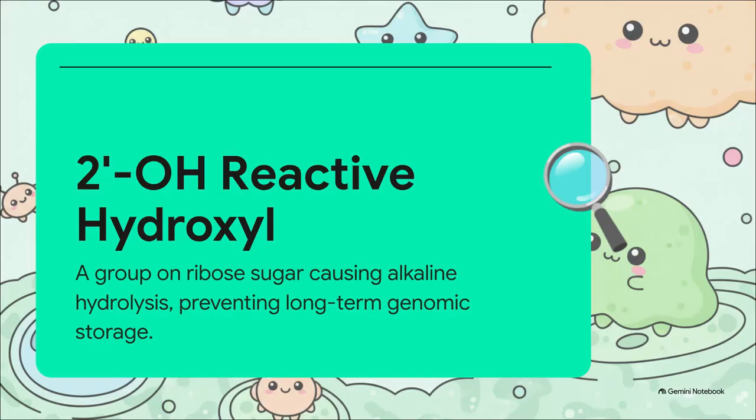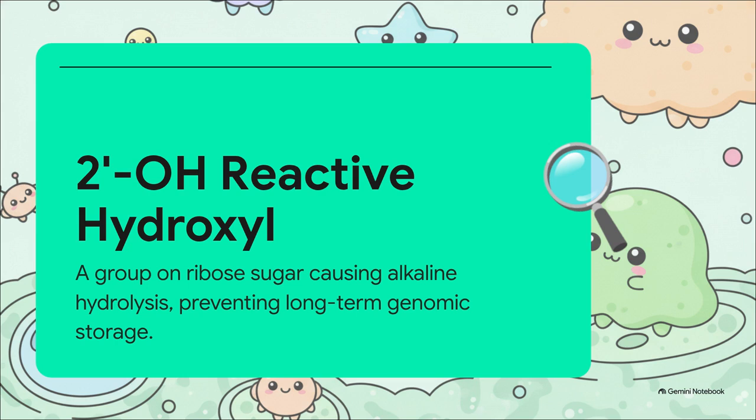So zooming in even closer, we find this tiny chemical detail that literally changes absolutely everything. I'm talking about the 2'OH, or reactive hydroxyl group, that's attached to the ribose sugar. Now you might be wondering, why does one single oxygen and hydrogen atom matter so much? Well, because this specific group makes RNA significantly more prone to a process called alkaline hydrolysis. It basically acts like a built-in molecular self-destruct button.